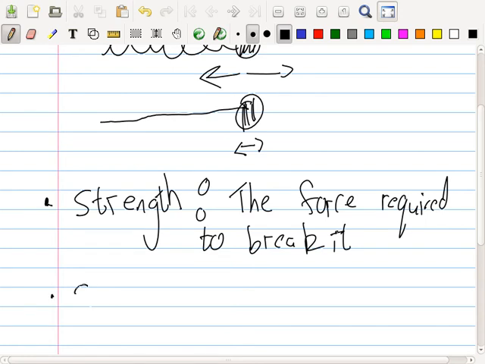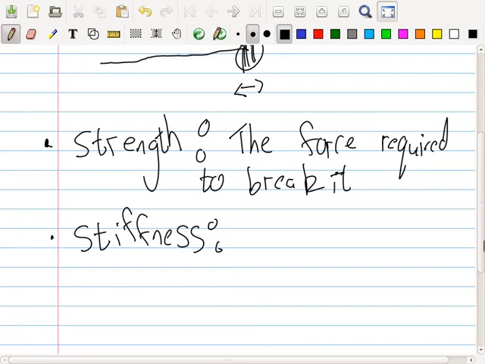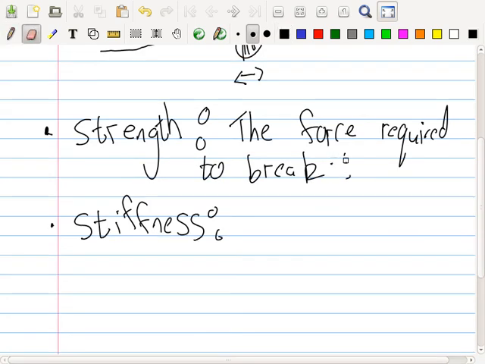Okay, next one now. I'm just writing very short definitions here. You can add your own notes in, but basically the stronger it is, the more difficult it is to break it. So, the definition of strength would be, if you want to be a bit more formal, the force required to break it is how strong it is. In other words, the stronger it is, the more difficult it is to break it, the more force you require to break it.